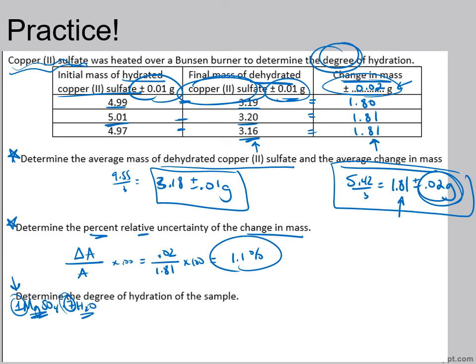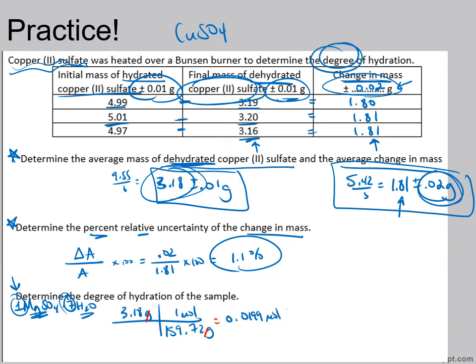So step number 1, let's find the number of moles of copper 2 sulfate. So our dehydrated copper 2 sulfate, that average mass was 3.18 grams. I'm going to turn those grams into moles. So copper 2 sulfate, CuSO4. Let's see, copper plus sulfur plus oxygen. Copper is 63.55, sulfur is 32.07, oxygen is 16. We add those all up together, 4 oxygens, and we get a grand total of molar mass 159.72 grams per mole. Grams on top and bottom cancel out, and so we are left with moles. We have 0.0199 moles of that copper 2 sulfate.